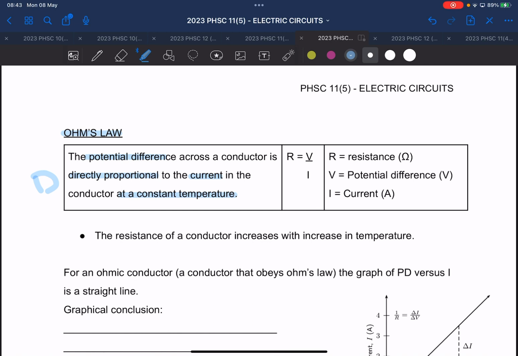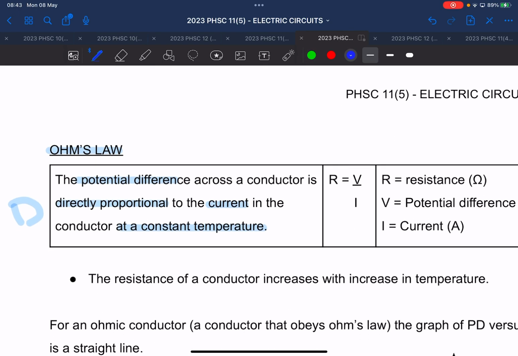But why? Where does temperature come in all of a sudden? In grade 9, and also a bit last year, we looked at 4 things that influence the resistance of a circuit. The first one was the length. The longer it is, the higher the resistance. Then we did the material.